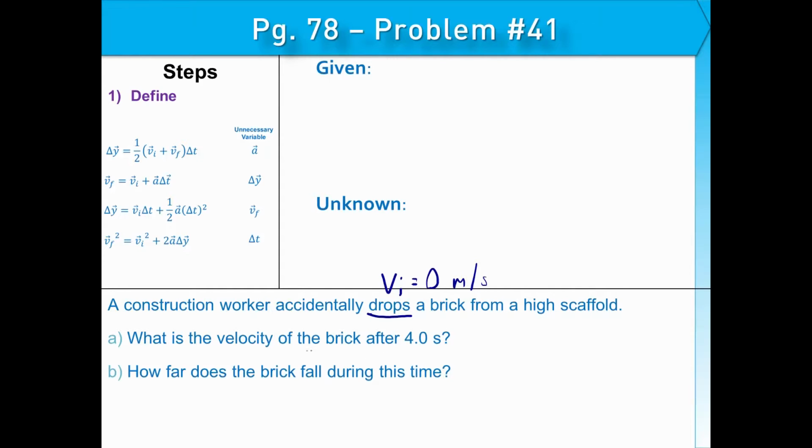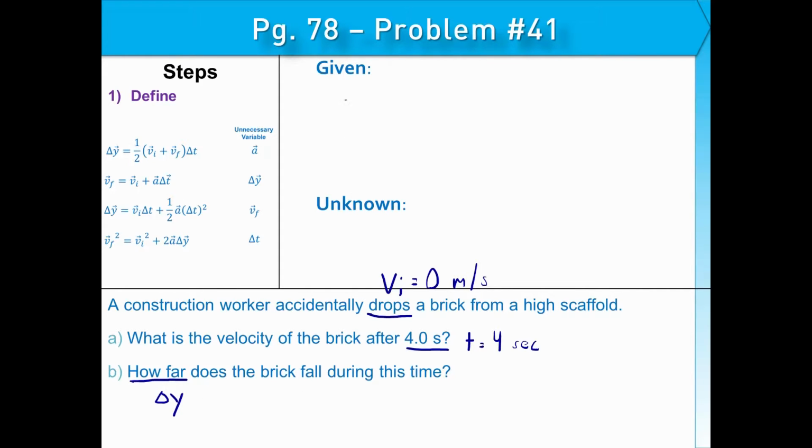What is the velocity of the brick after 4 seconds? So we're still given the time is 4 seconds. But now in part B, it's asking us how far does the brick fall during this time? So when it's asking us how far, it's asking us for the y displacement then.